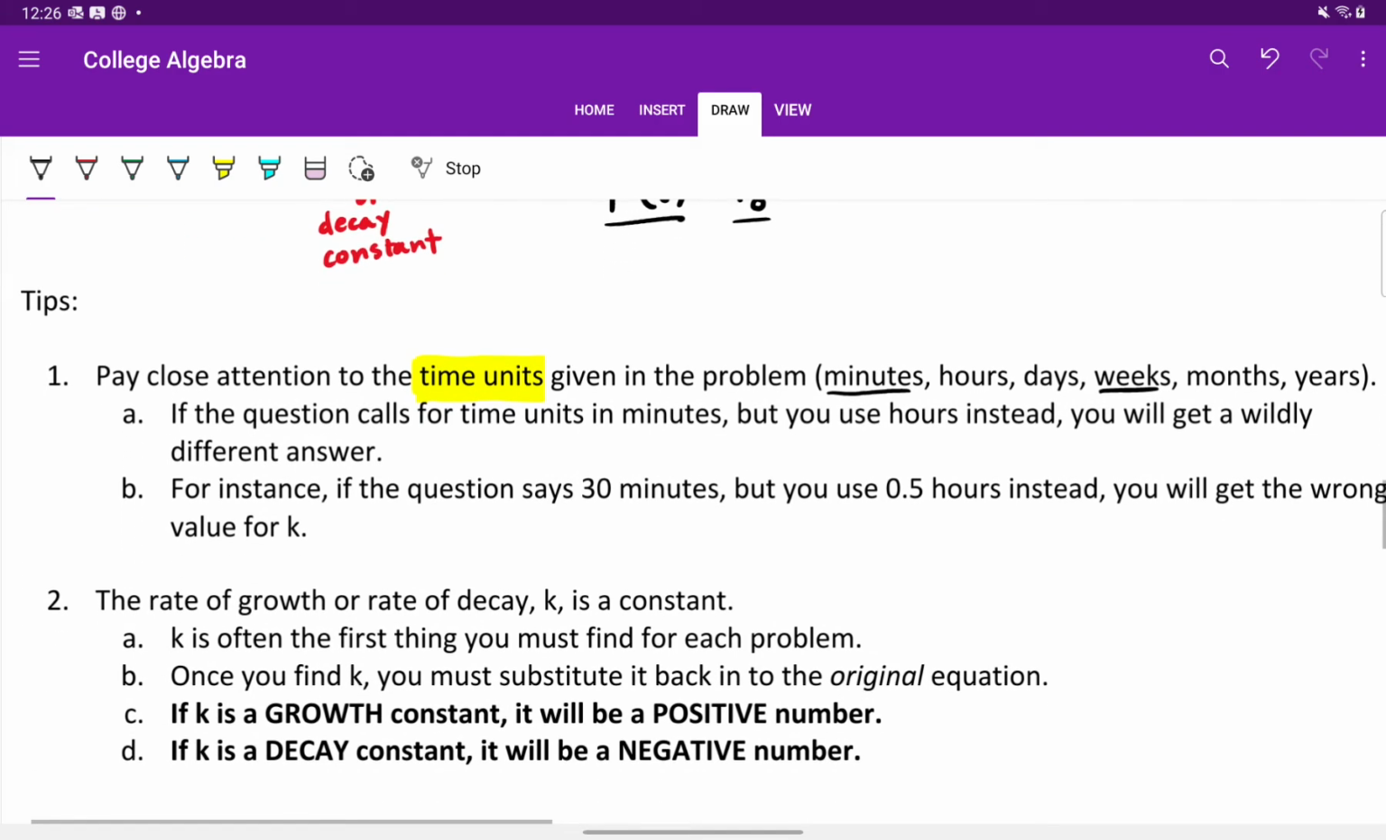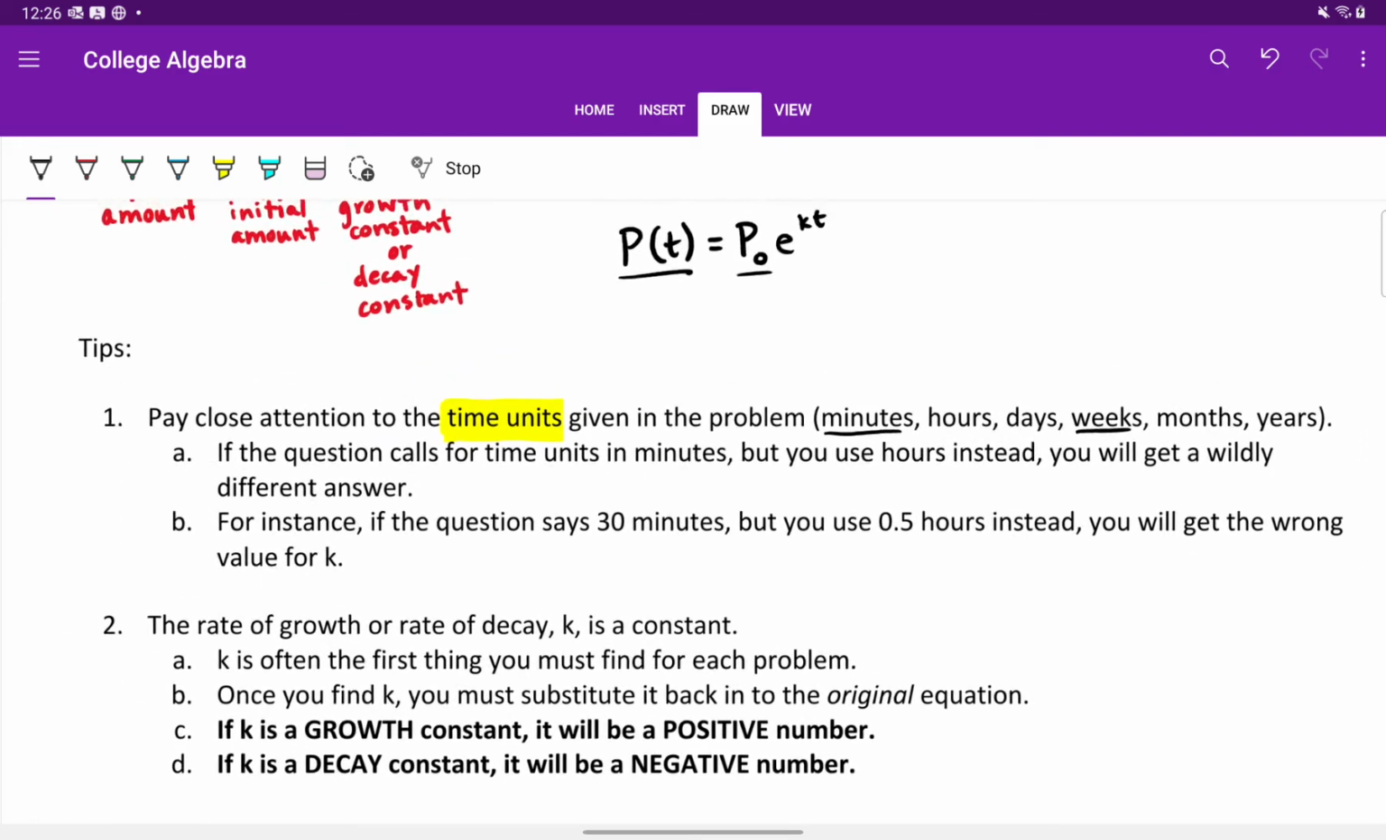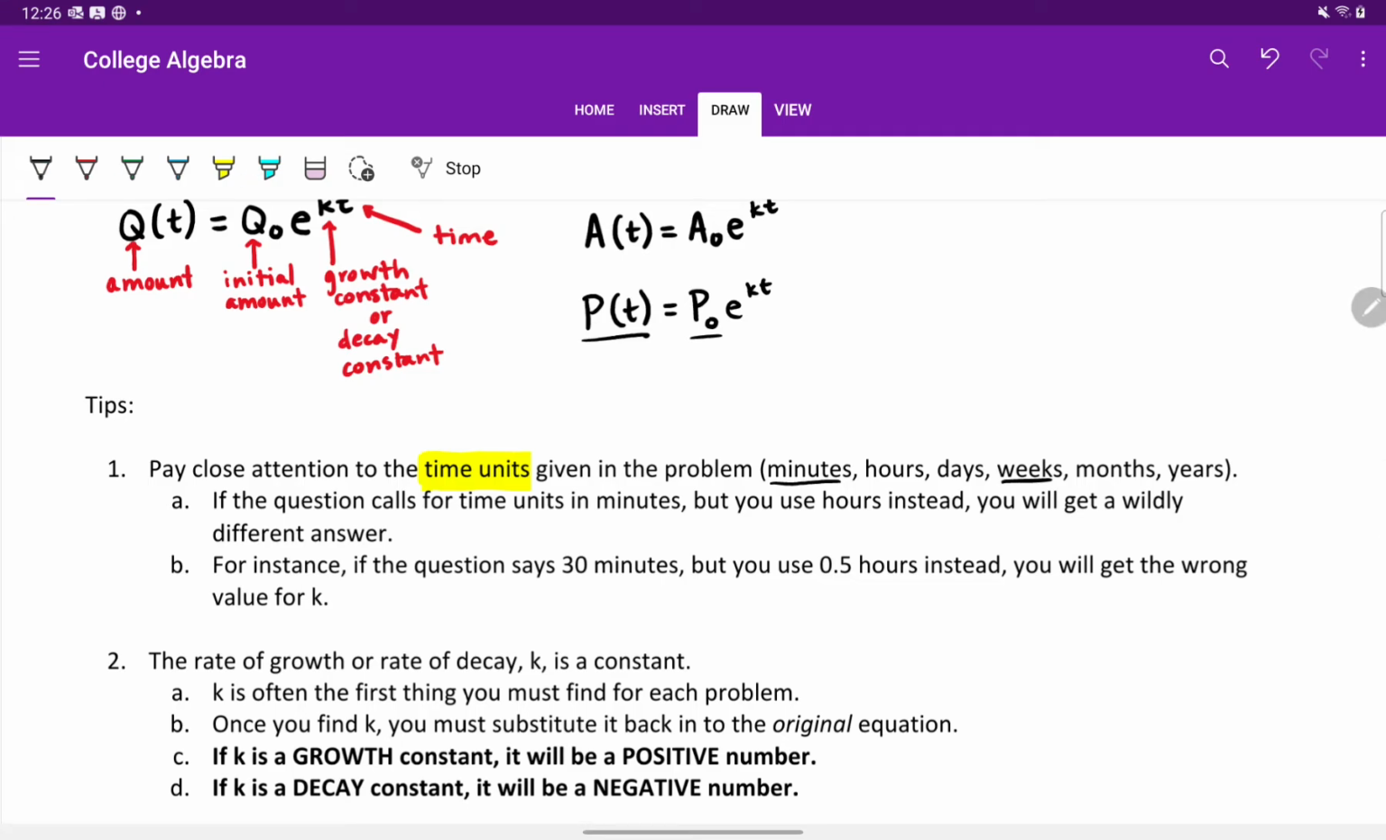The second tip is that K, this letter K that's located up in your exponent, is going to be a constant as well, but we have to find it. It's usually not going to be given to us. It's often the first thing that we want to find in a problem. And then once we know it, it will not change. That constant will be the constant that we use for the entire problem. So we might have to answer subsequent questions where we use the constant as part of our logic to find the answer.